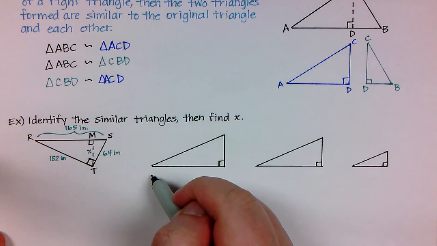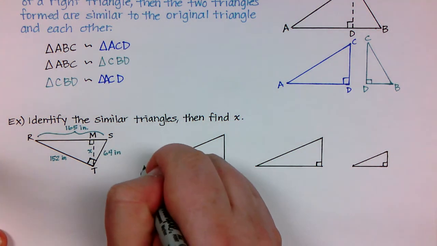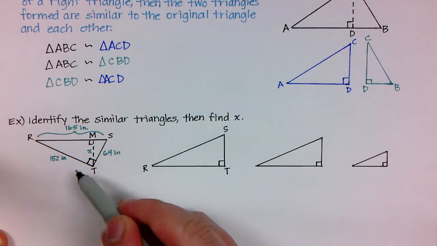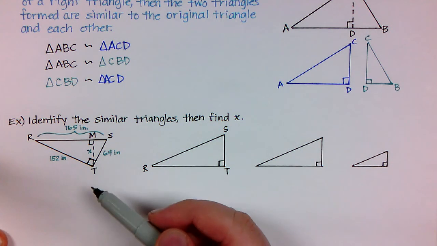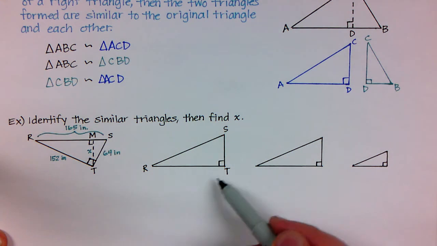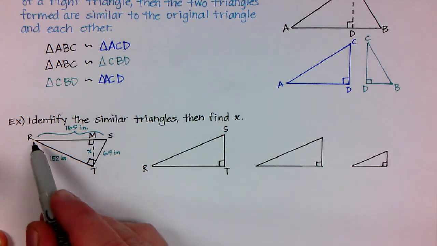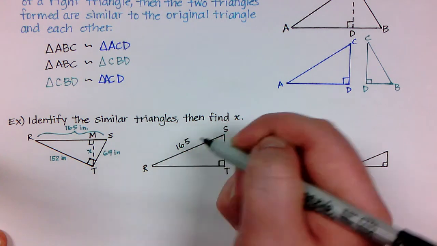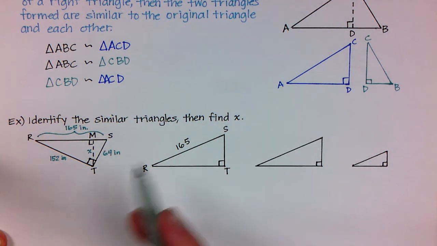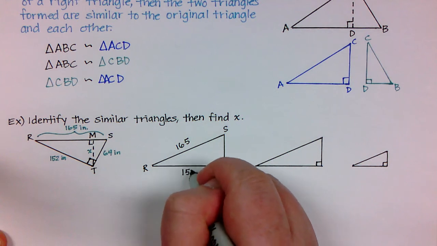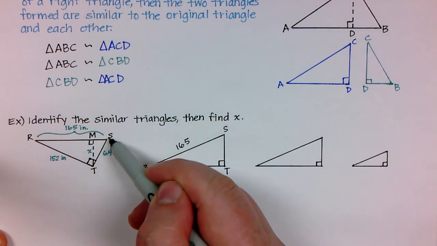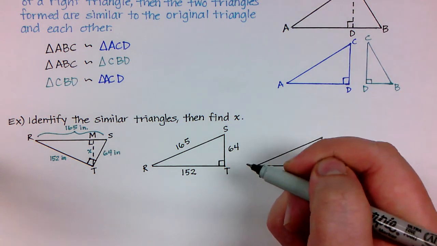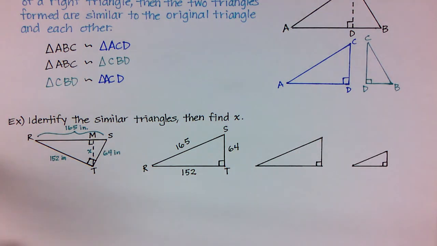I'm going to draw the large triangle first and label its points R, S, and T. T is where we have the right angle. I'm also going to label any of the sides of this triangle that I know. From R to S it's 165 inches. From R to T it's 152 inches. And from S to T it is 64 inches. So for the large triangle, I know all three sides.